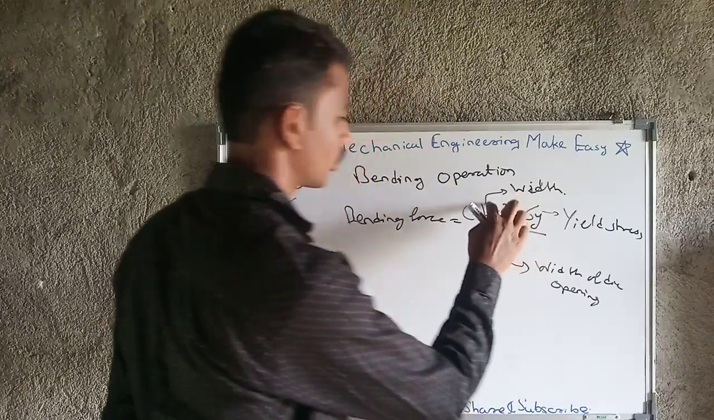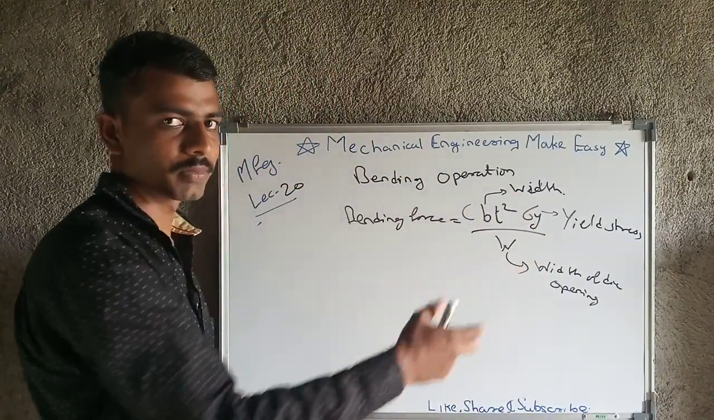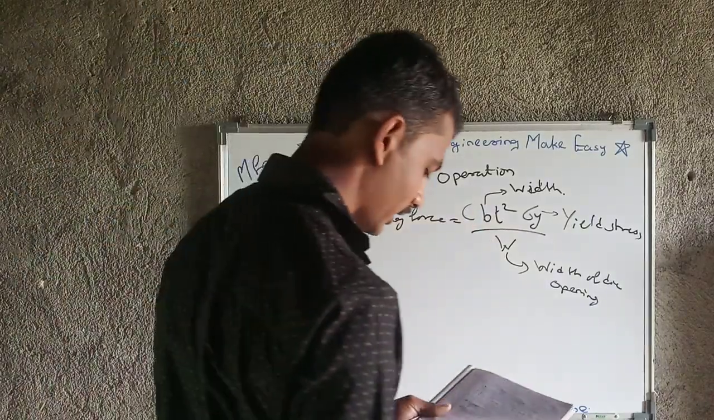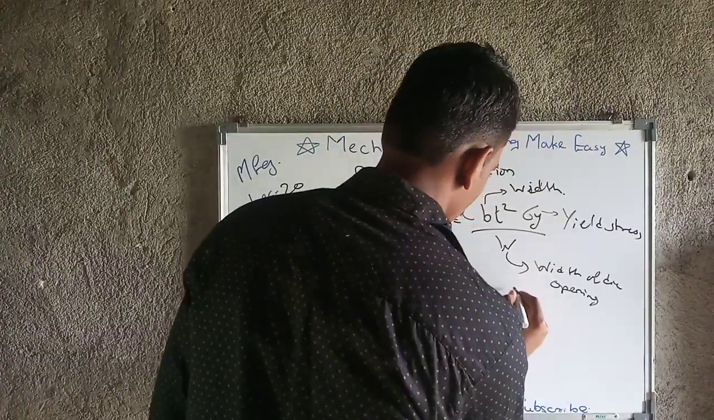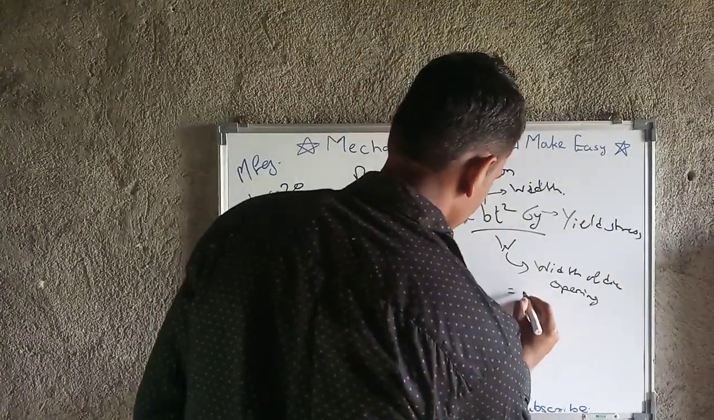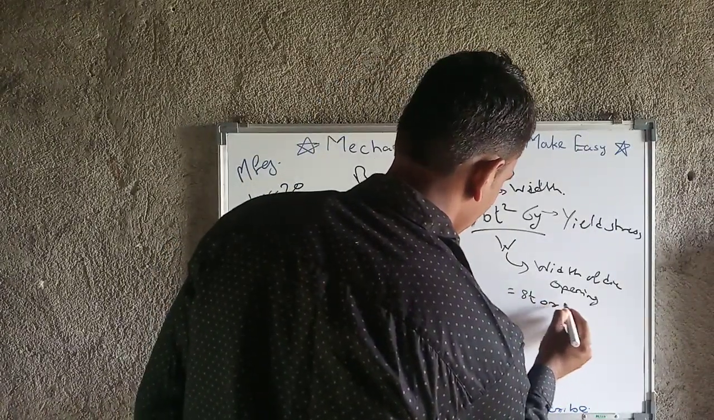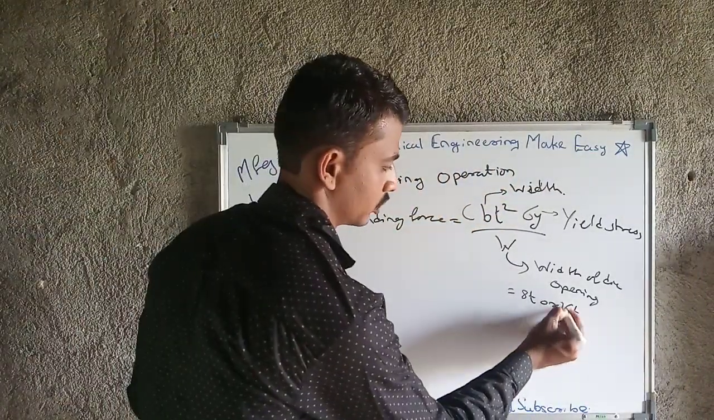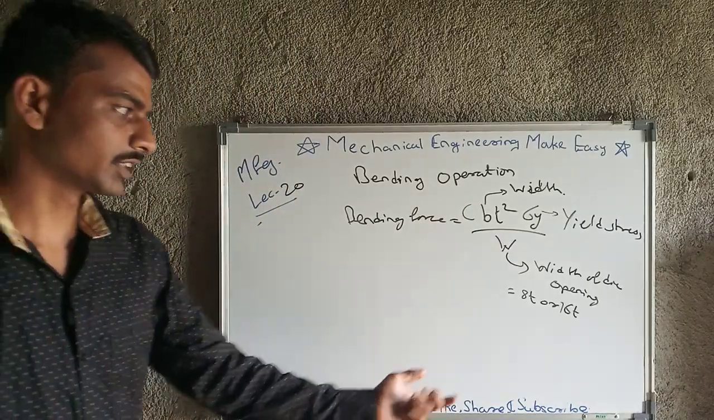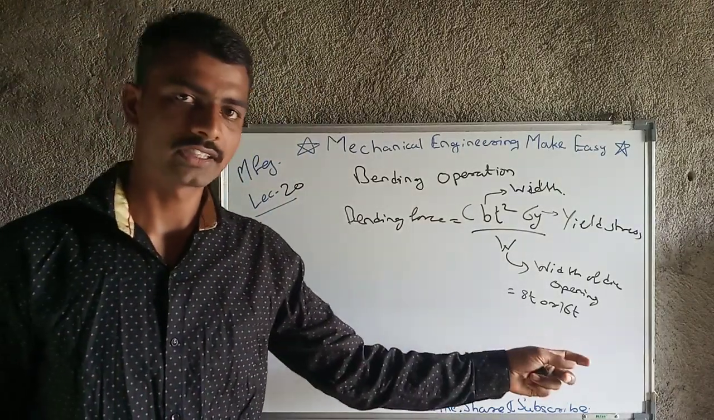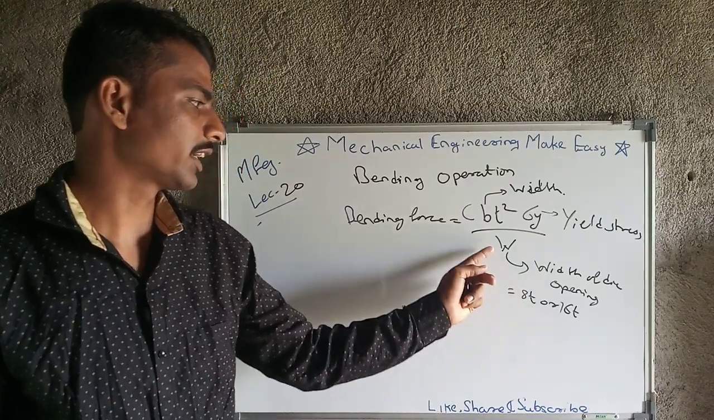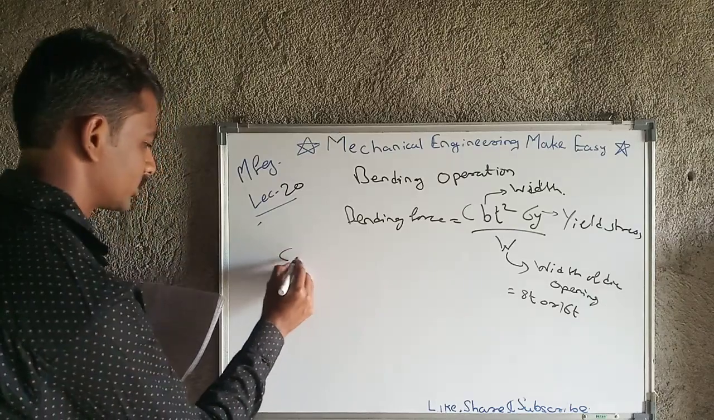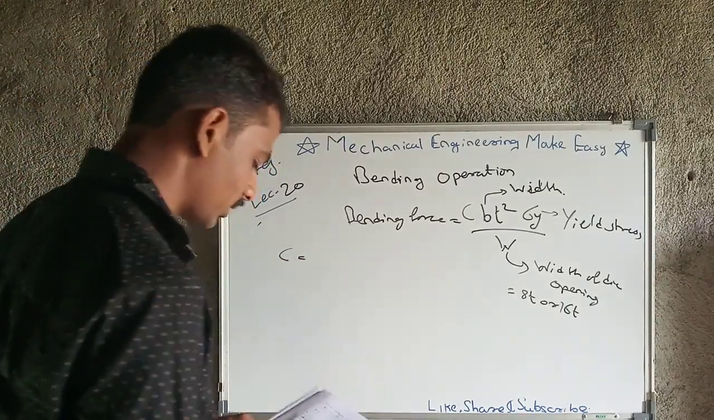This small b is the width of the component, and this capital W is the width of the die opening, and they will not have the same values. The width of the die opening will have a value of either 8 times T or 16 times T. There are only two values, either 8 times thickness or 16 times thickness. This is standard. The remaining factor is C. What is C? C is the die opening factor.